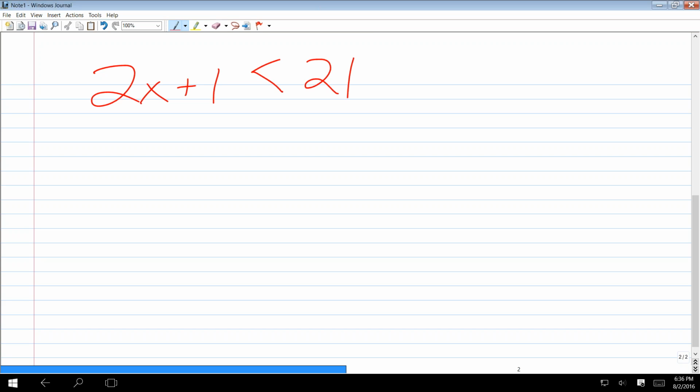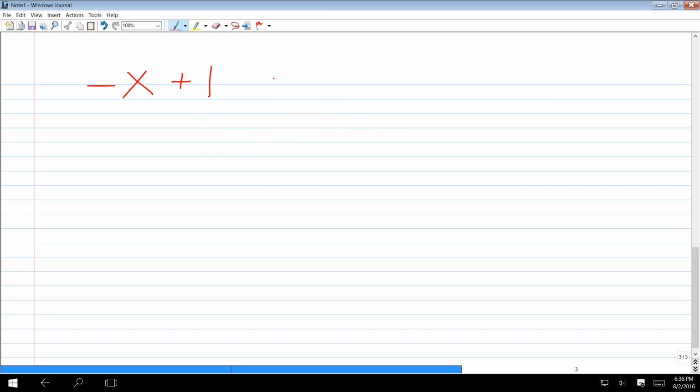Next line. 2x is less than 20. Next line. X is less than 10. That means less than or equal? Or equal. Okay.